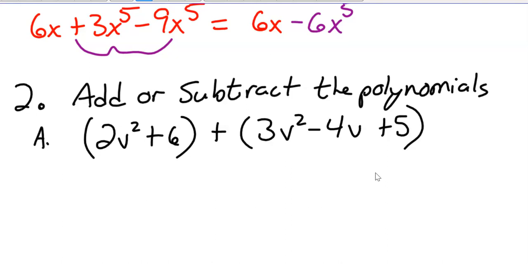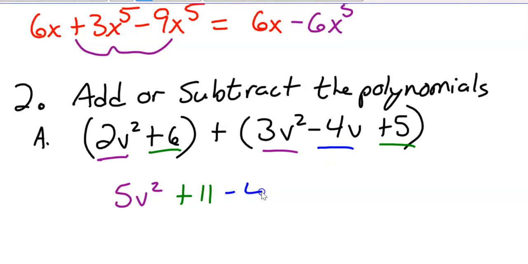Okay, and the good thing about addition is there are no trick questions on this one. It is what it is. You just take whatever terms you have. You've got a 2v squared and you've got a 3v squared, so go ahead and do 2 plus 3 and make that 5v squared. You've got a plus 6 and a plus 5, so 6 plus 5 is 11. And you've got the 4v that's here. There's no other v to the first power term, so that one will just stay by itself. It just stays a minus 4v.